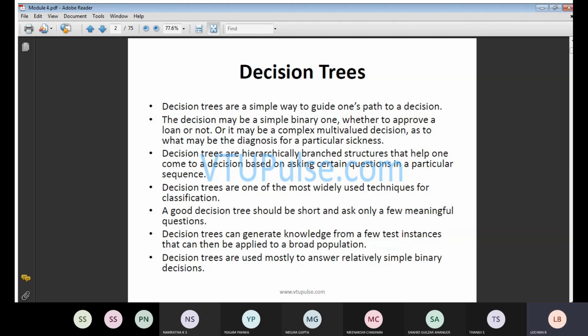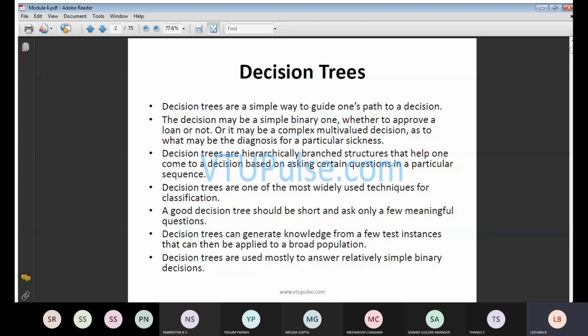For example, before entering a company, what is the normal procedure? You need to clear the written test. Without clearing the written test, you can't go to the company. The second procedure is you need to be strong in programming. Third, group discussion. Like that, you are going to prepare for that particular thing.